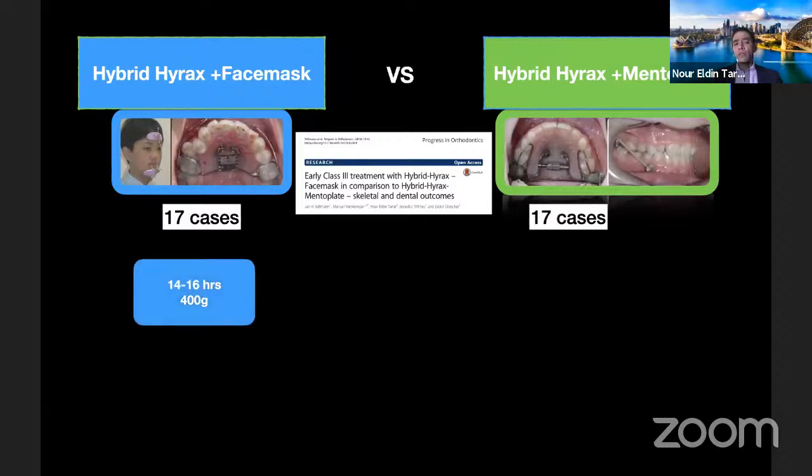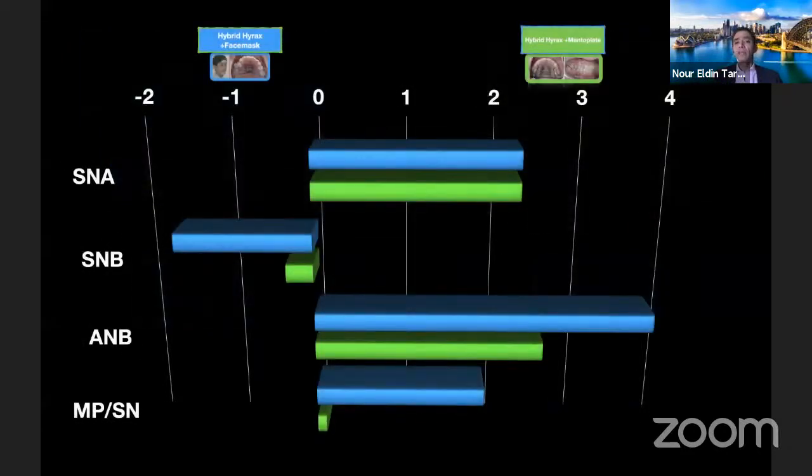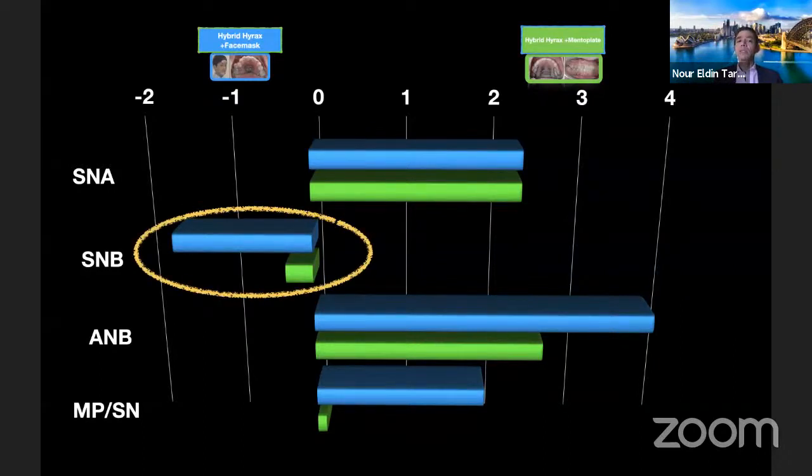And one was instructed to wear the face mask 14 to 16 hours a day. The other one is wearing full-time elastics, 200 grams. And interestingly enough, the results show really no significant difference in terms of the protraction of the maxilla. But what was interesting was the face mask group seemed to drop more in the SNB. And that is most likely because you can see they actually experience more backward rotation of the mandible.